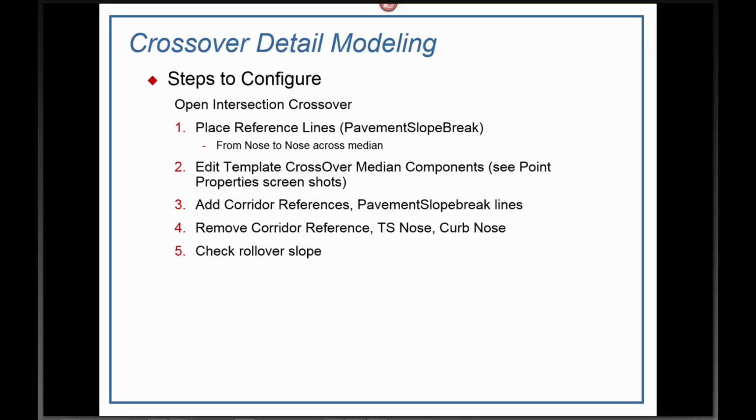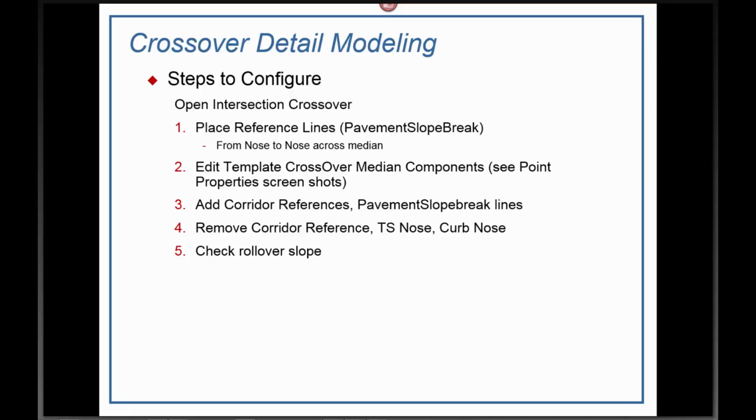The second step is to configure or edit the template crossover median components. I've included 3 screenshots that are going to at least document the point property modifications that you need to make. There's just 3 points, and we're going to go through that live as well. Once you've done that, then you'll just add corridor references, which are your pavement slope break lines that you added in step 1. The corridor will reprocess, and the crossover median will then have a rolling crossover from one nose to the other.